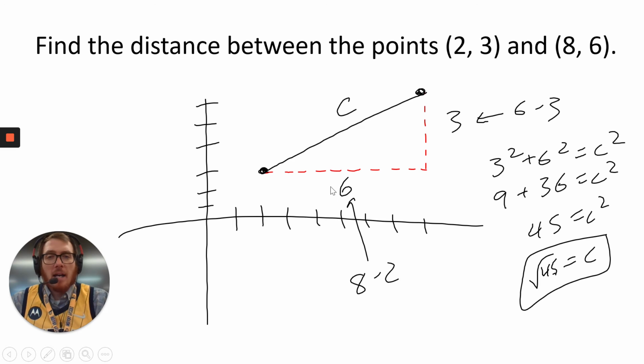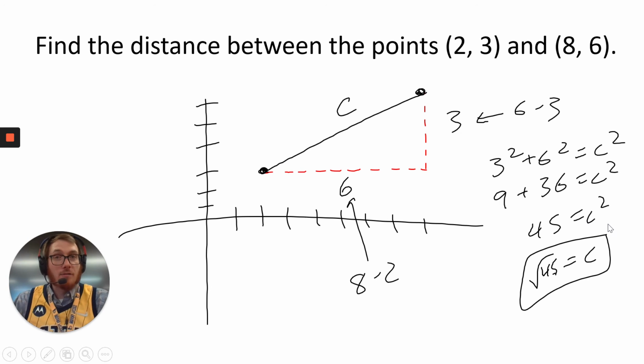You'll notice at the bottom I got the number 6. I got that by starting at 2 and counting over to 8, or I could find the distance between them, and 8 minus 2 is 6. I do the same thing with the vertical: 6 minus 3 is 3. So then it's 3 squared plus 6 squared equals c squared. 3 squared is 9, 6 squared is 36. Add those together, I get 45.